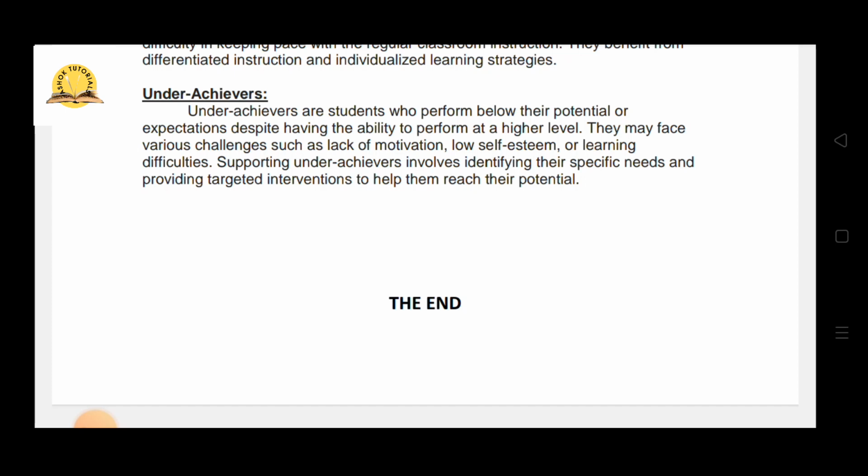They may face various challenges such as lack of motivation, low self-esteem, or learning difficulties. So what might be the reason for underachievement? The reasons can be different kinds of challenges, like lack of motivation.